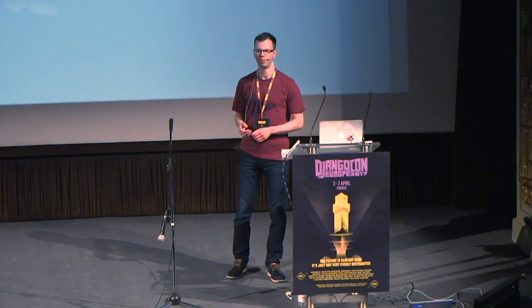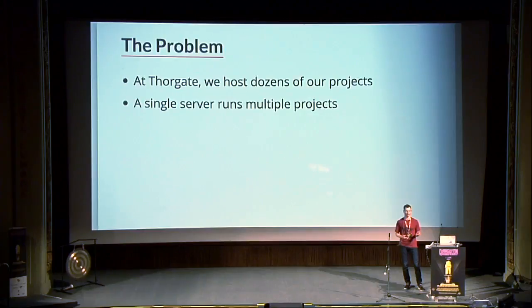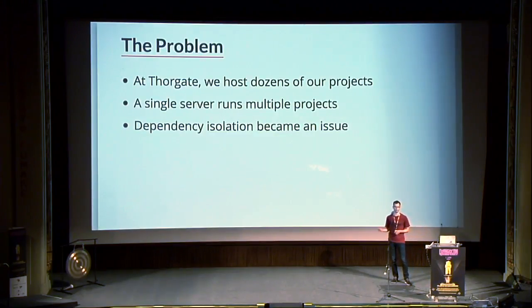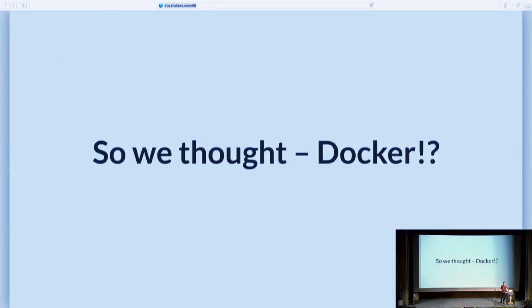We often also put multiple projects into a single server because the projects themselves are not big enough to require a full server. And then at some point, we started having problems with dependency isolation because different projects would require different Python versions or different Postgres versions or some services which might interfere with each other. So we started thinking about Docker and looking if that could help us deal with those issues.